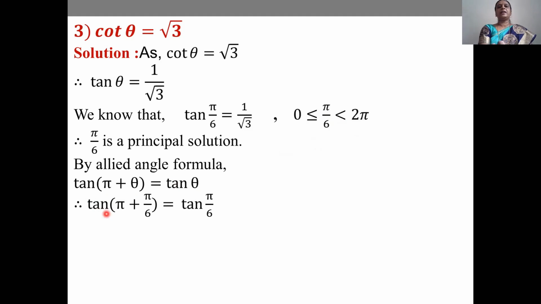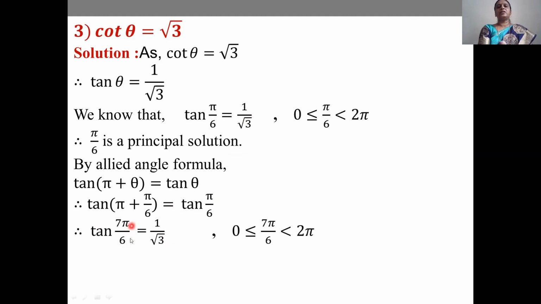We get tan(pi + pi/6) = tan(pi/6). Now this is the angle 7 pi by 6. Therefore tan(7 pi/6) is equal to the value of tan(pi/6), which is 1 by root 3. Keep that here. It means at tan(7 pi/6) we get again the value 1 by root 3.